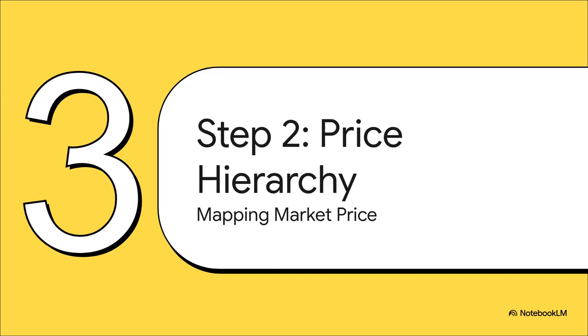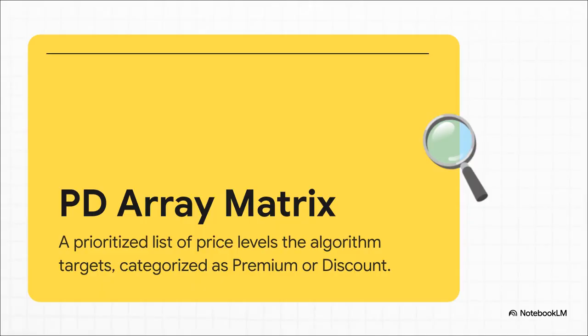Because it's not enough to just know when the algorithm is looking back, we also have to know what it's looking for. And this is where the PD array matrix comes in. The best way to think about it is like a prioritized checklist of important price levels. The algorithm is always, and I mean always, seeking liquidity. It's either looking for a premium, a high price to sell, or a discount, a low price to buy. This matrix literally lists out the specific levels it's going after.